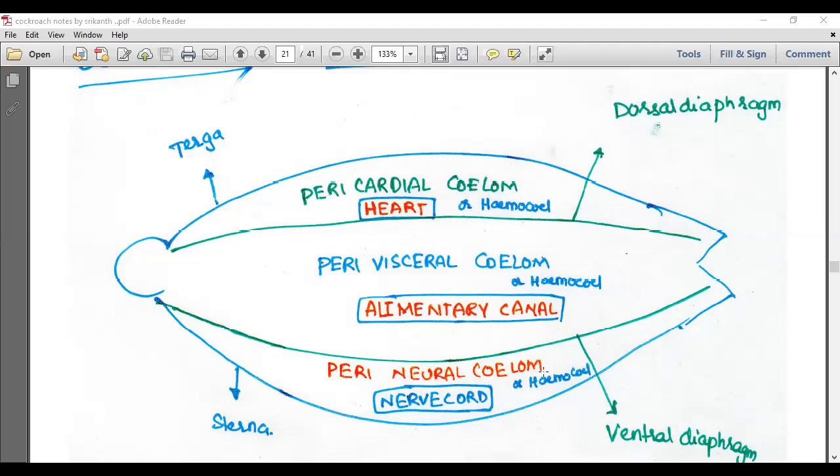These dorsal diaphragm and ventral diaphragm separate the body cavity of cockroach into pericardial coelom, perivisceral coelom, and perineural coelom. The names are given based upon the body parts which are located there. Cardial means heart, isn't it? The heart is situated in this particular cavity, that's why we say pericardial coelom. We have another word, sinus. Pericardial sinus includes the heart. Perivisceral sinus includes the alimentary canal. Perineural sinus or coelom includes the nerve cord. We'll find the nerve cord here.